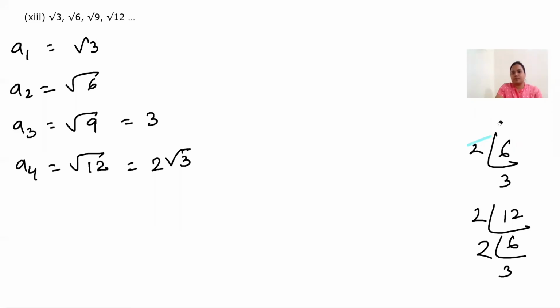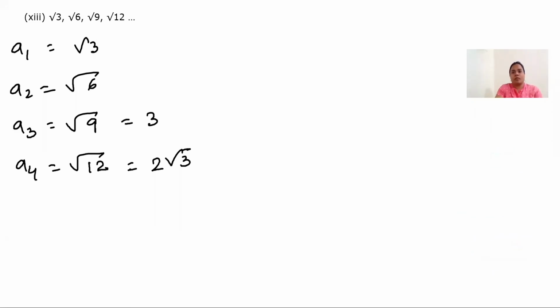So A2 minus A1 is root 6 minus root 3. We cannot subtract different square roots. As I told you earlier also, we cannot subtract x and y or x square and x, like 2x minus 2y. We cannot subtract it. Same way, we cannot subtract root 6 and root 3. It will be left as it is.